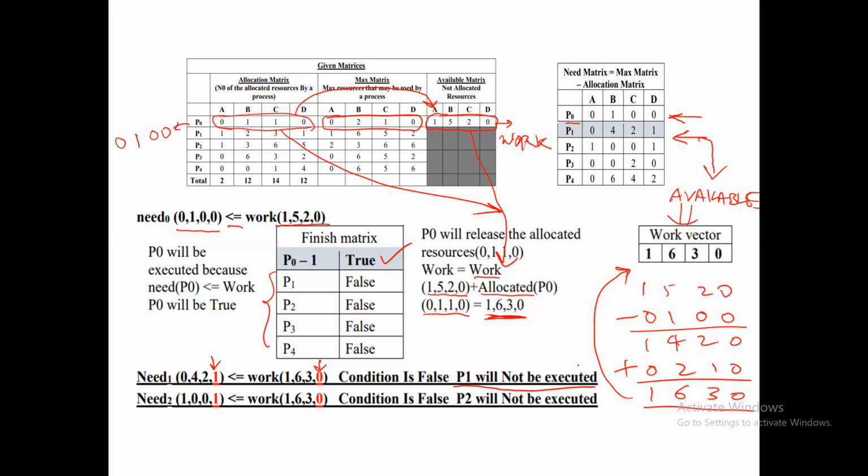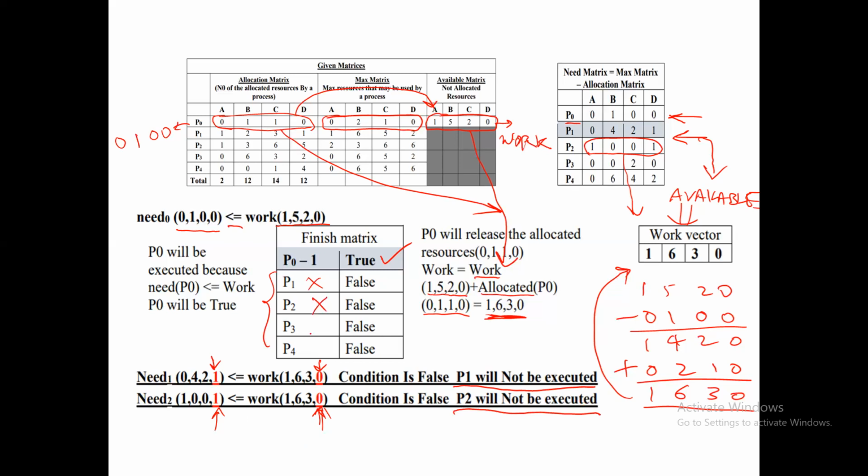Okay. Obviously, who is next in line? Now P1 didn't complete. So P2. P2, the need matrix is 1001. So 1001 again compare with what is currently available. That is 1630. Again the same case. So as you're able to see here, type D is 1, but available is 0. So again, it is not matching the requirement of less than or equal to. So obviously again P2 will also not be executed.